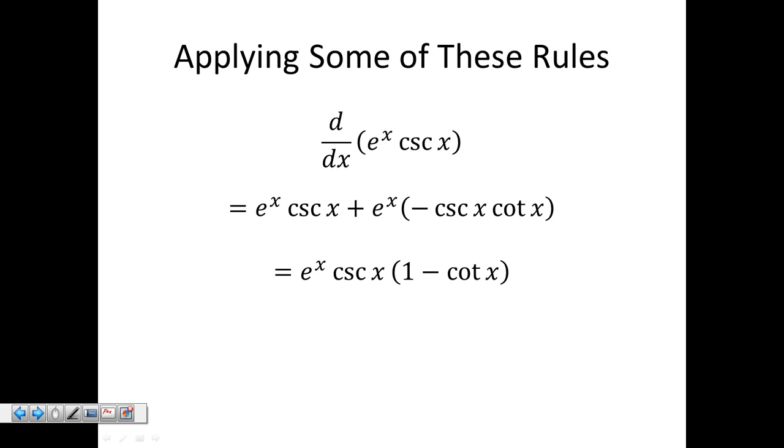Now again, I should probably check my trig identity sheet. I didn't find anything for 1 minus cotangent x. So if I don't find a trig identity, just leave it like that.